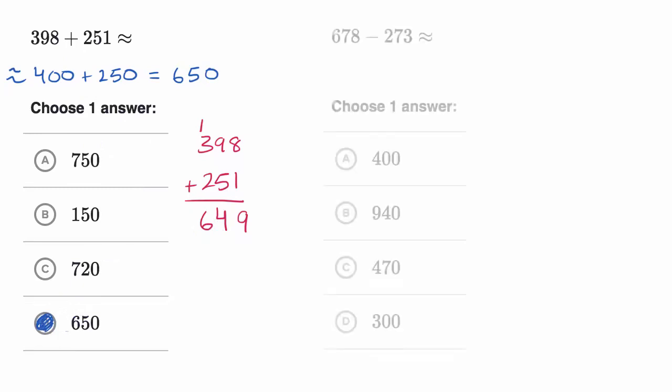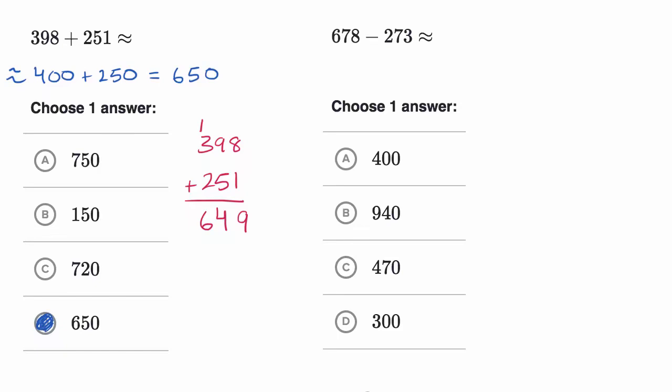Let's do another example. And here we are going to do a little bit of subtraction. So once again, pause this video or try to do it as quickly as you can. Try to estimate what this difference is going to be. 678 minus 273. All right, let's do it together.